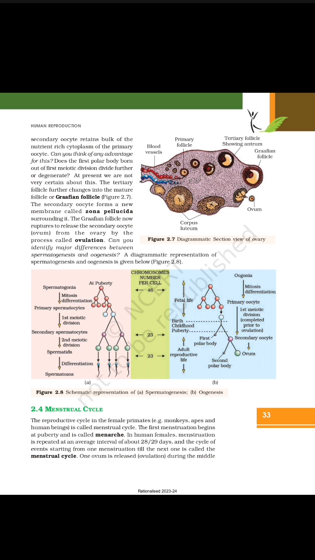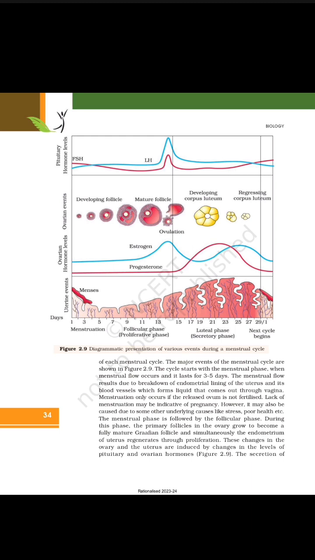The reproductive cycle in the female primates, for example monkeys, apes, and human beings, is called the menstrual cycle. The first menstruation begins at puberty and is called menarche. In human females, menstruation is repeated at an average interval of about 28 to 29 days, and the cycle of events starting from one menstruation till the next one is called the menstrual cycle. One ovum is released (ovulation) during the middle of each menstrual cycle. The major events of the menstrual cycle are shown in figure 2.9.